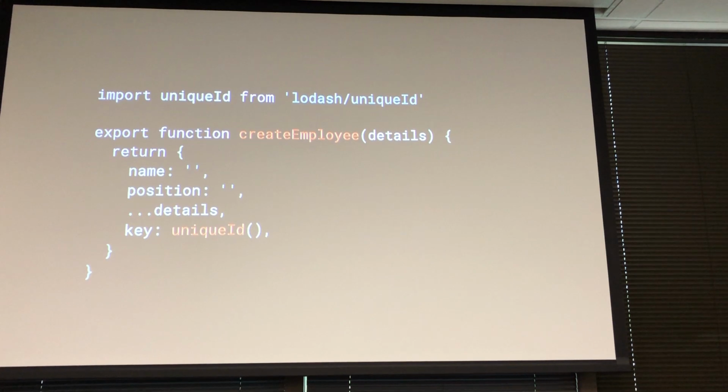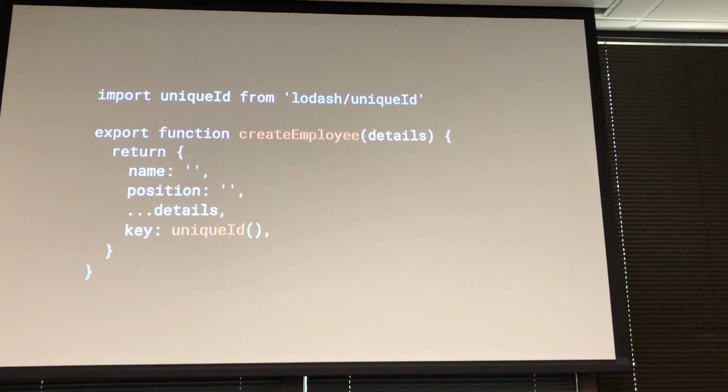So a way I've gotten around that in the past is you use this nice function from Lodash called uniqueId, and it does something where it always has a unique ID every time it runs. So it will return 1, 2, 3. For example, we're going to have a function that creates an employee. It'll take some details, and it will return a name and position, so we can have a standard base object, and then any details we pass in override it.